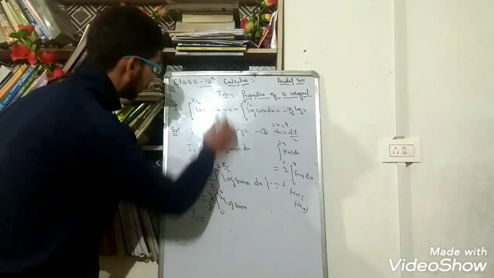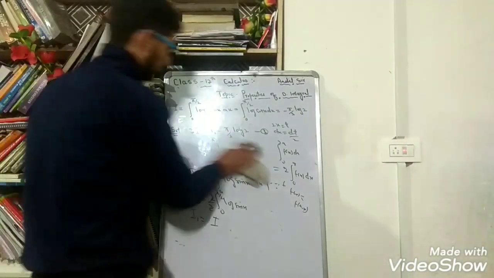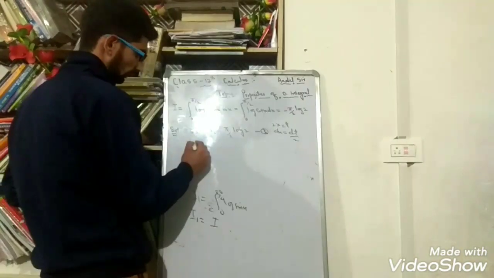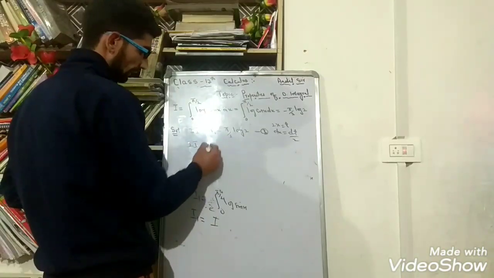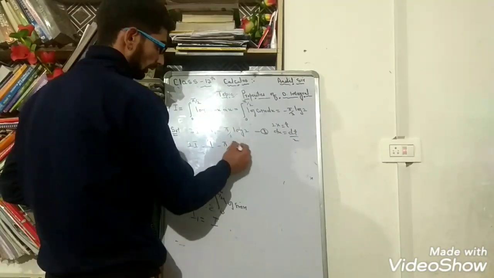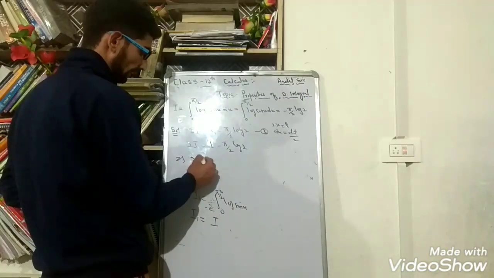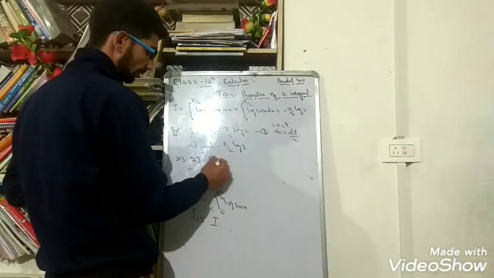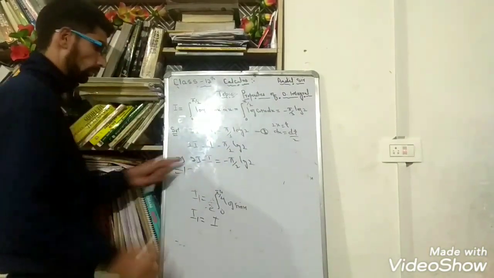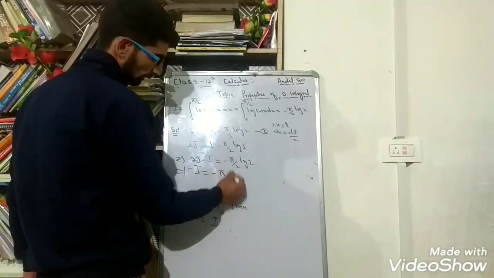So I1 is equal to the integral of log of sin x, that is I. So I am getting I1 equal to I. I will substitute this here: 2I equals I minus pi divided by 2 log of 2. Transferring it to this side, it will be 2I minus I, that is I equals minus pi divided by 2 log of 2.